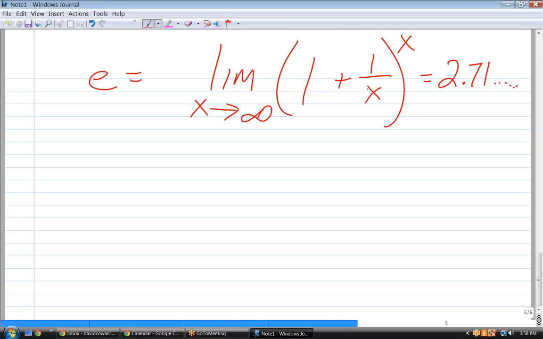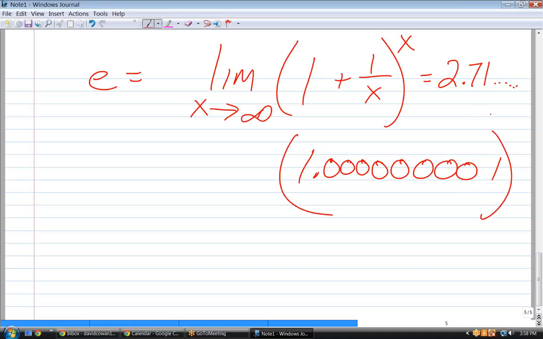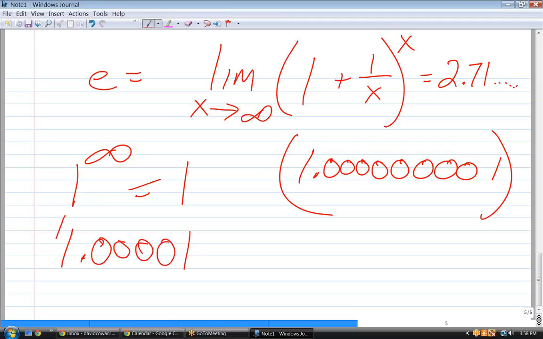But you can see what happens. As x goes to infinity, what's inside the parentheses gets closer and closer to 1. But then you're taking it to a number that gets closer and closer to infinity. So it's not real clear what would happen. I mean, you have to admit that that's an interesting problem. If I took 1 to infinity, it is equal to 1. But 1.0001 to infinity is equal to infinity.